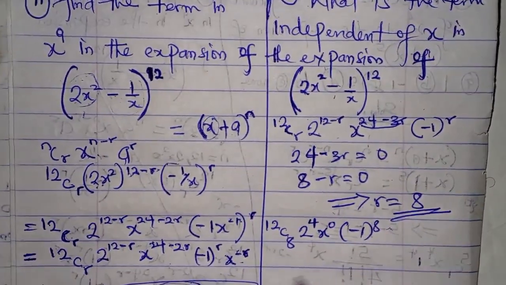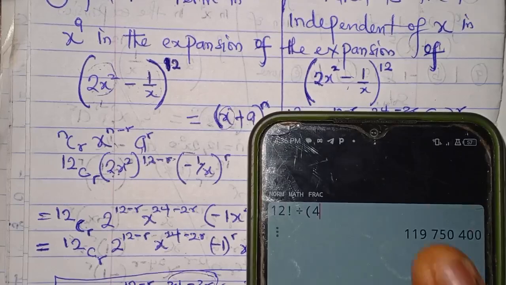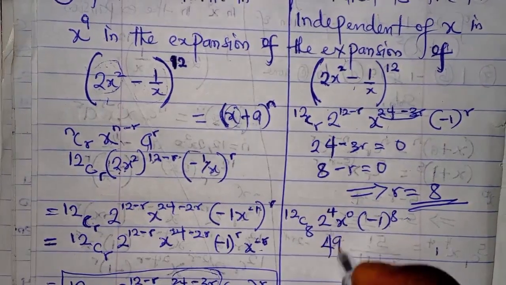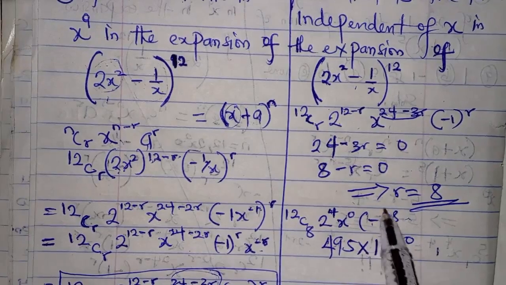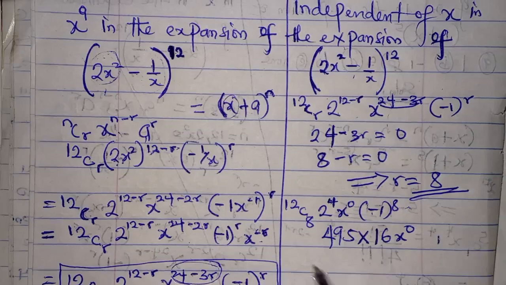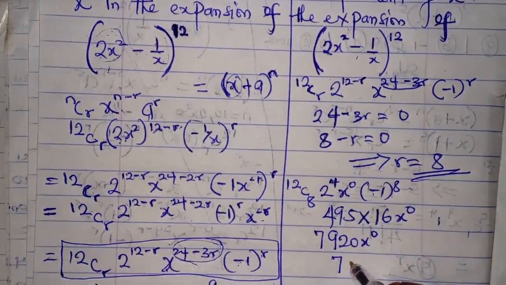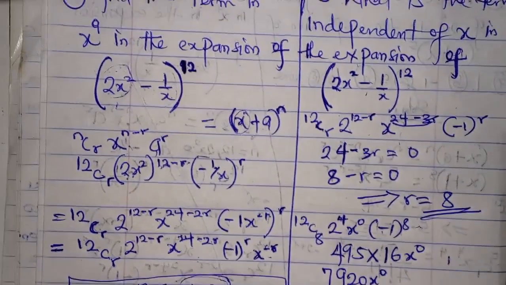Okay, so this means that 12 combination 8 is 12 factorial divided by 12 minus 8, that's 4 factorial, times the 8 factorial itself, and that's 495. So 12 combination 8 is 495. So we have 495. 2 to the power of 4 is 16. Of course, minus 1 raised to the power 8 is positive 1. So 495 times 16 is 7,920. x raised to the power 0 is simply 1. So we have 7,920. This is the term that is independent of x in the binomial expansion of this.